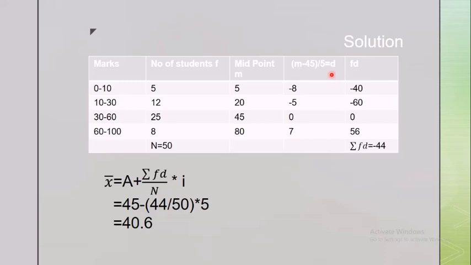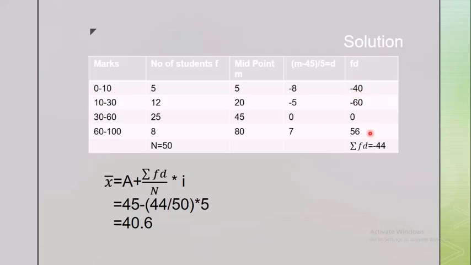Then I found out d, that is m minus 45, and then I found out fd, that is d into f. Now m minus 45, I'm sorry, divided by 5. Now what is this 5? From where did this 5 come? Yeah, it is the class interval. Since you don't have an equal class interval over here, you can take 5 as the common class interval. So I found out the deviations, and then I divided by 5, so I get d.